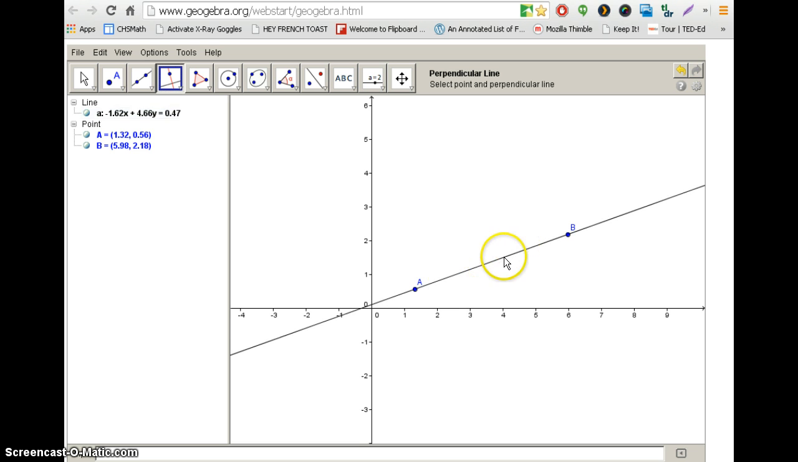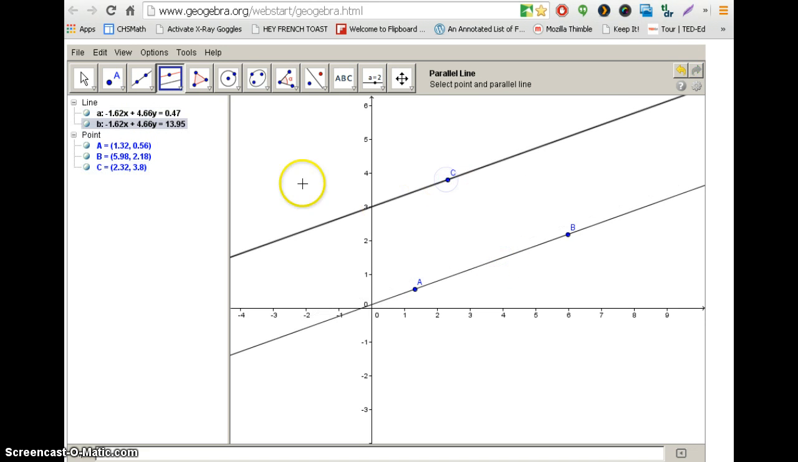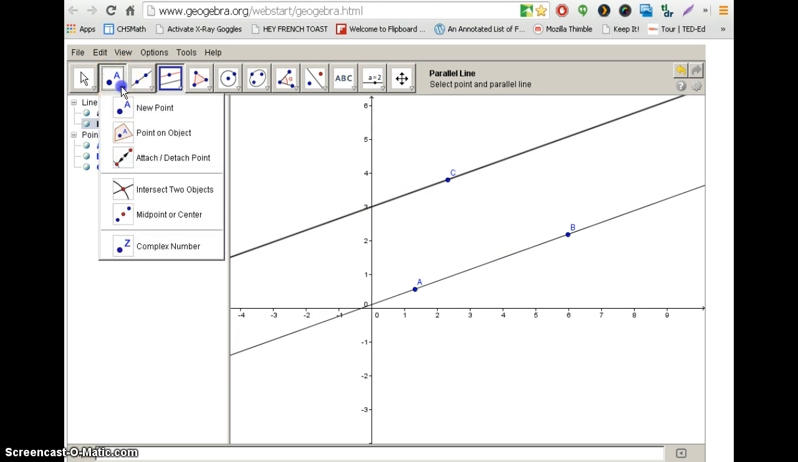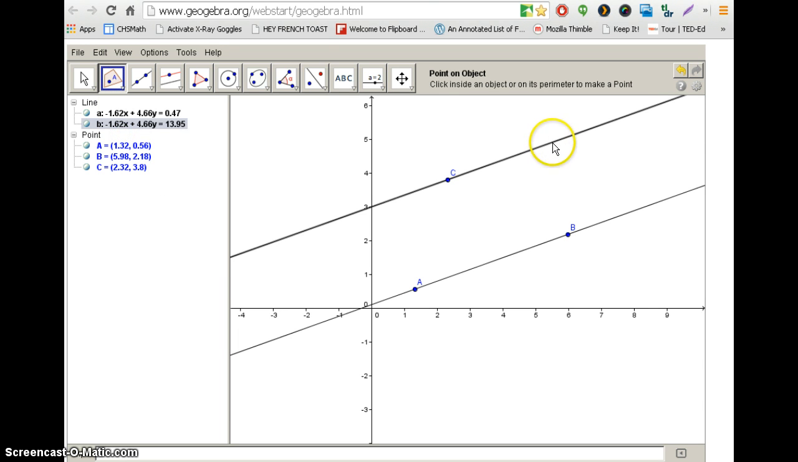So I've constructed a line here, and I'm going to, oh boy, I don't want to do that. Let's undo that. I'm going to use my parallel line tool to construct a parallel line to it. Okay, I'm going to place points on these lines. I'm going to actually not use those points themselves. Well, yeah, I can use those points. That'd be fine. But I need a fourth point right here. So we're going to place a point on that object.